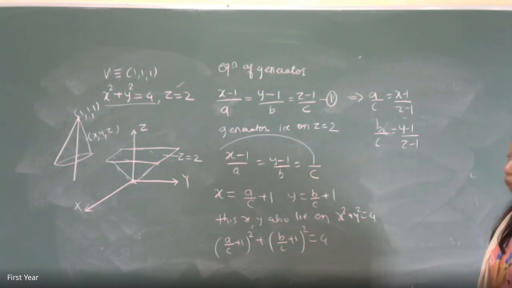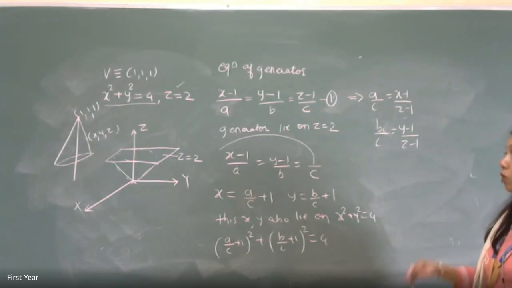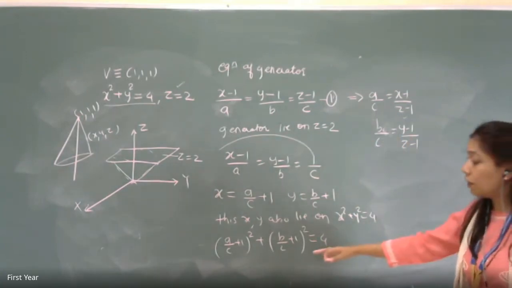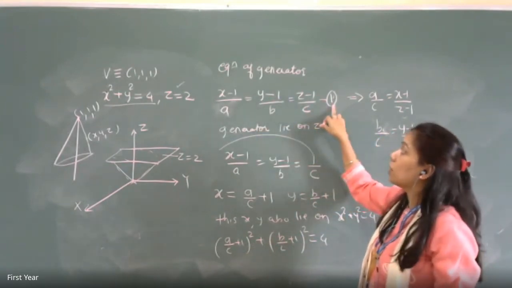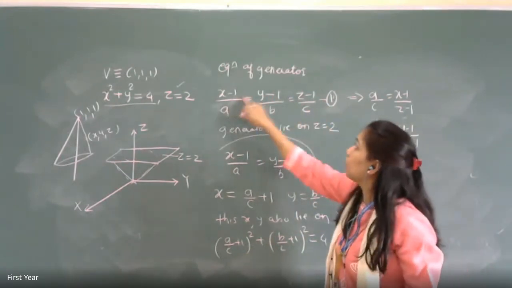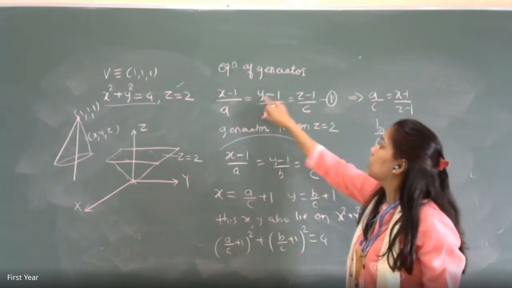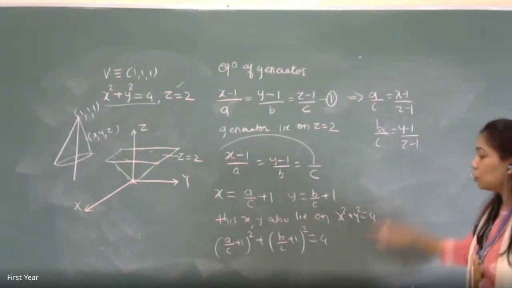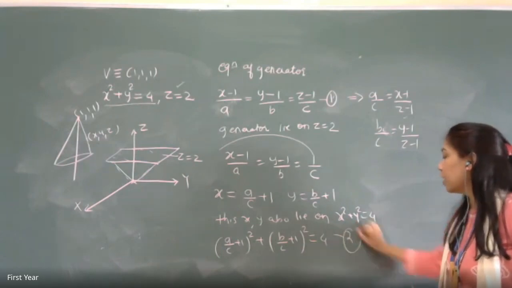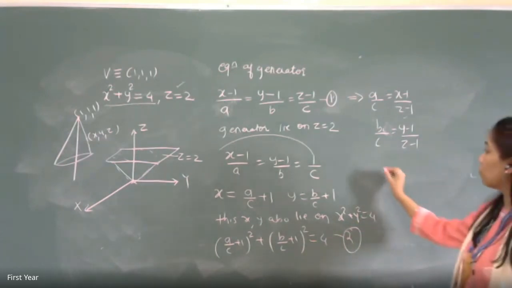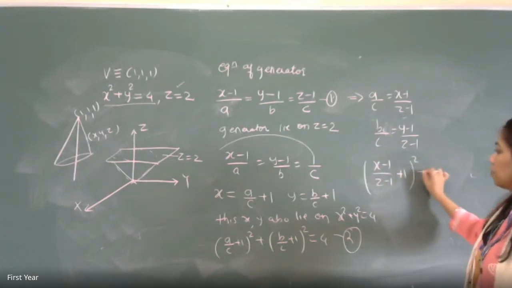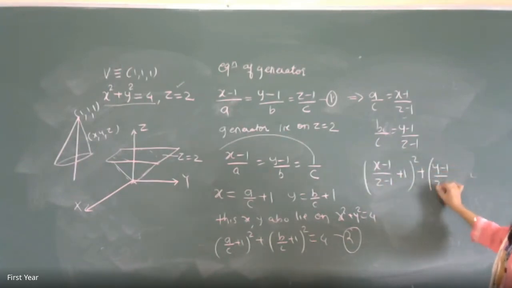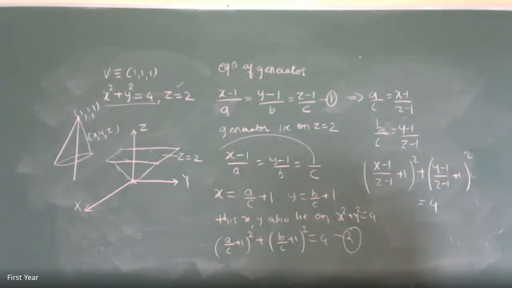But I want the equation of cone, which should be in x, y, z. So for generalizing it, we will put the values of A by C and B by C with the help of the x, y, z equation 1. So A by C is (x minus 1) by (z minus 1), B by C is (y minus 1) by (z minus 1). Substitute this in equation 2, you get the equation of cone. Therefore, the equation of cone is ((x minus 1) upon (z minus 1) plus 1) the whole square plus ((y minus 1) upon (z minus 1) plus 1) the whole square is equal to 4. Simplify this, you get the answer.